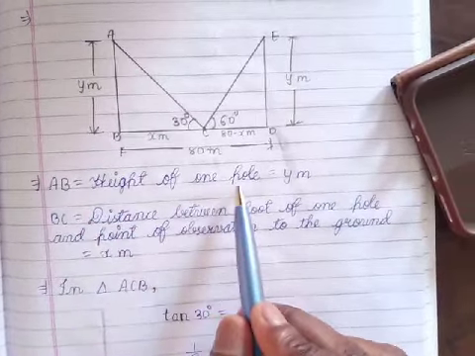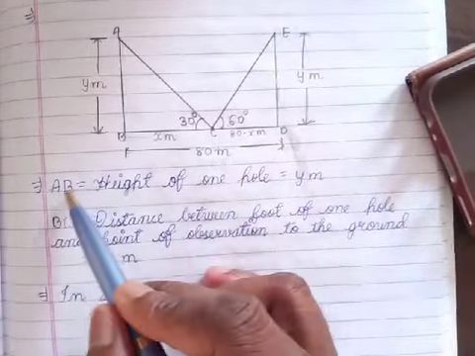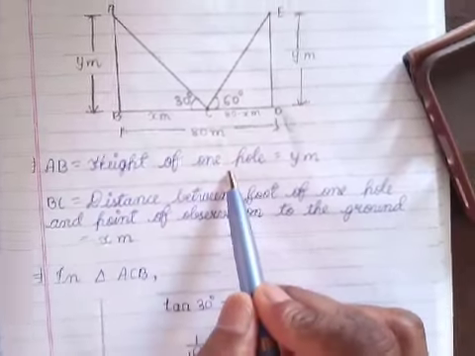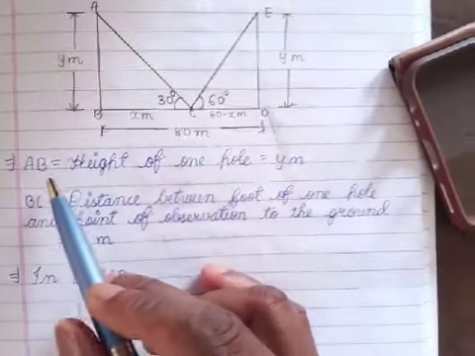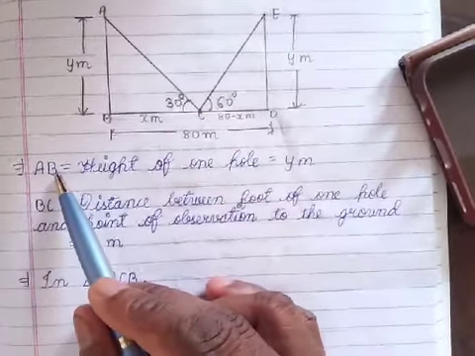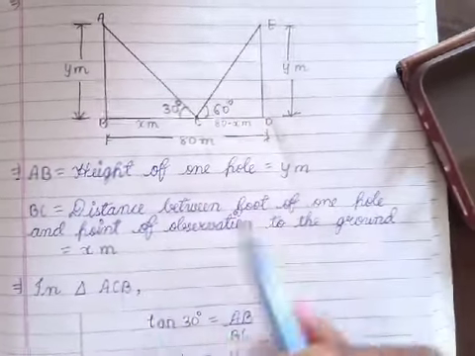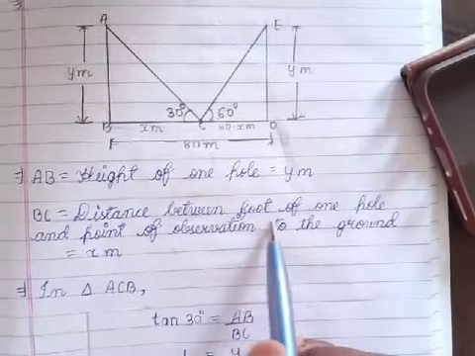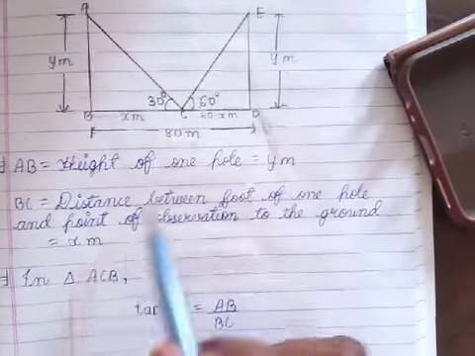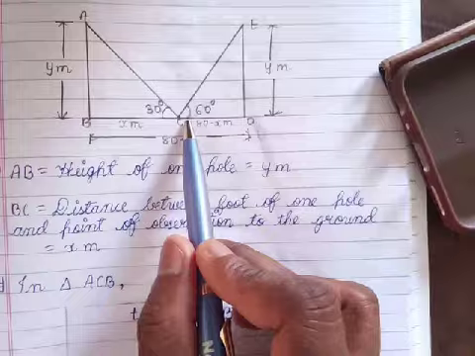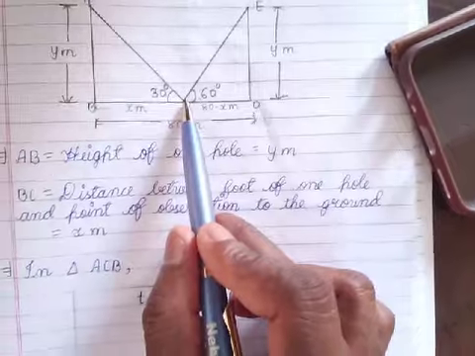AB is the height of one pole in meters. The height of both poles, AB and also DE. Because it is given that both poles are of equal height, instead of AB only, we can write AB is equal to ED is equal to the height of the two poles, which is y meters. BC, the distance between the foot of one pole and the point of observation on the ground, suppose it is x meters.